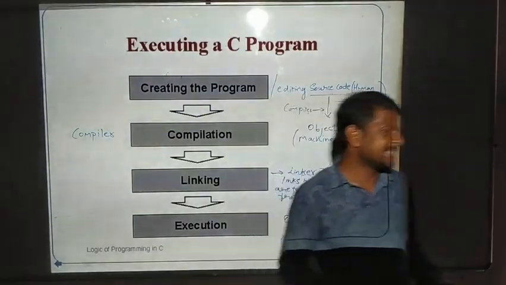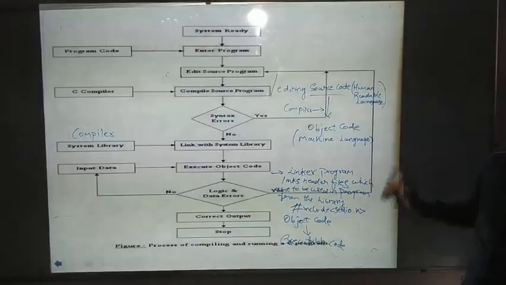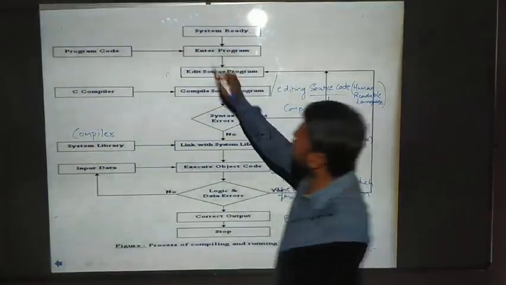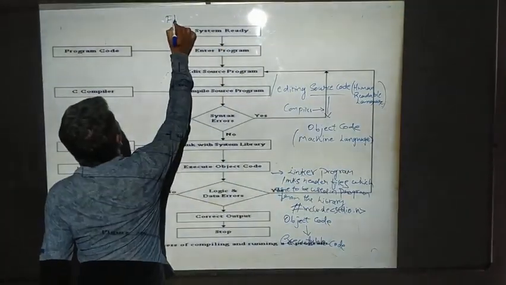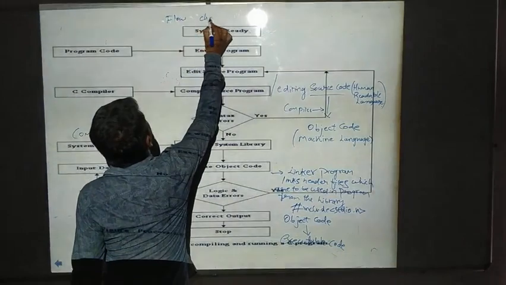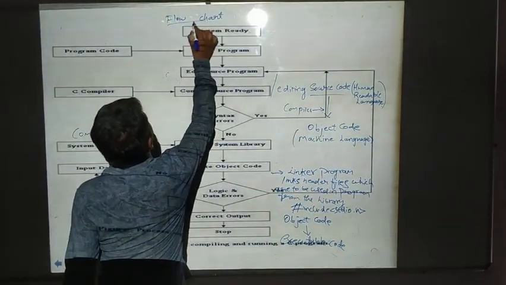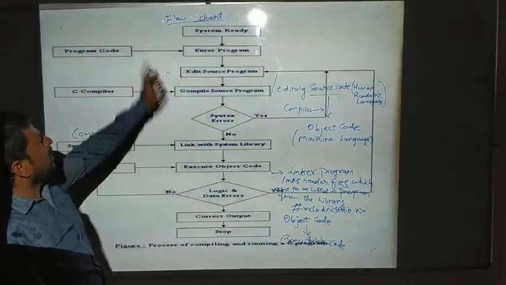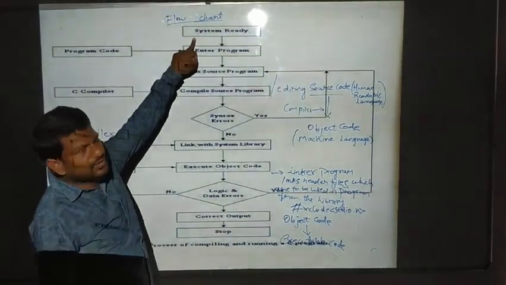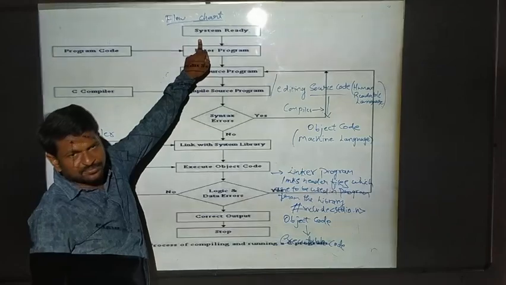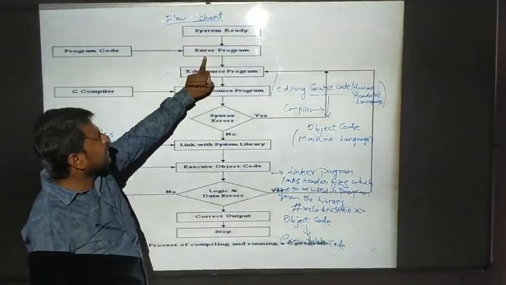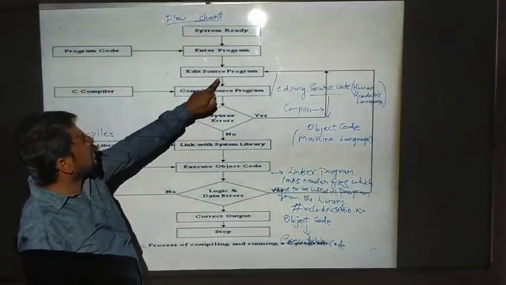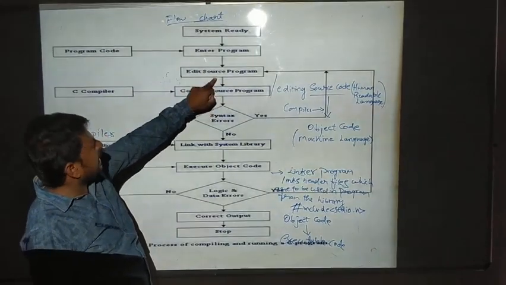If we see the next slide, this is a flow chart. Flow chart of programming in C. Here you can see when you switch on the system, the system is ready. Here we will write the source code. Here we will edit the source code.